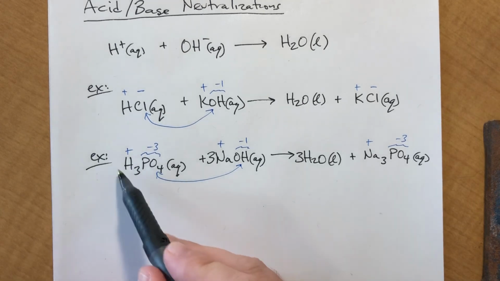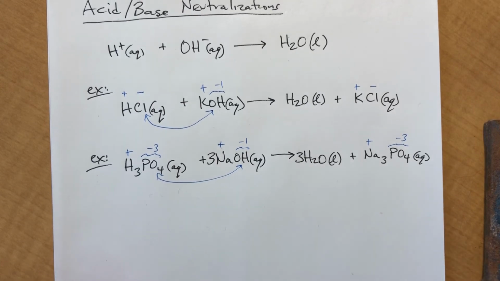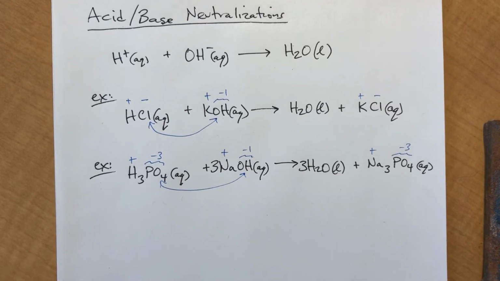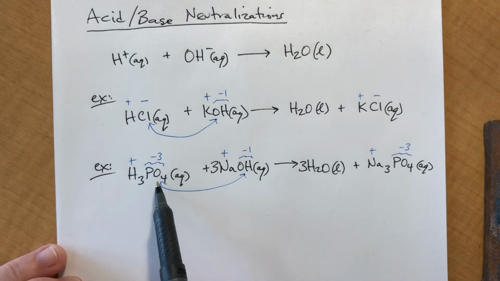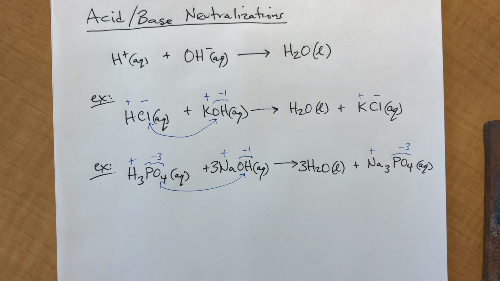Okay, there would have been 3 here and 3 here, which is 6, and these are in packs of 2, so a 3 in the front would give you 6. If you double check everything, the oxygens are also balanced. We have 4 here, and another 3 here is 7. We have 4 here, and another 3 here is 7, so everything's balanced.